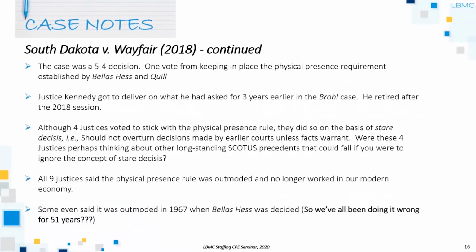Some other things that are interesting about South Dakota versus Wayfair, as I noted, it was a 5-4 decision, the thinnest margin it could have been. Justice Kennedy got what he wanted. He was one of those 5 that voted to get rid of Quill, and then he promptly retired after that. So mission accomplished, I guess, for Justice Kennedy. It's interesting, the 4 justices that were on the other side that voted to uphold Quill, they didn't do it because they thought that physical presence was the right answer.